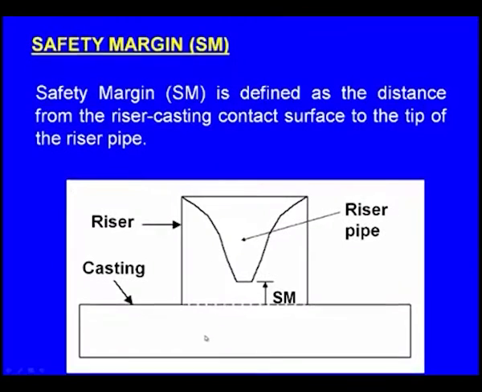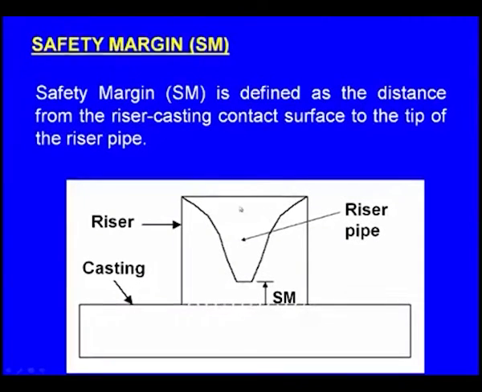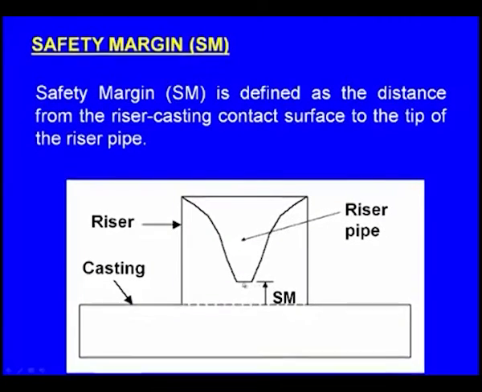You can see this one, this is the casting and this is the riser. Once we pour the molten metal, immediately a pipe is created here on the sides. The liquid metal flows and feeds the casting. Thus, a cavity will be created here. This much portion is a cavity and this is the solidified portion. This cavity is like a pipe, and it comes and stops here.